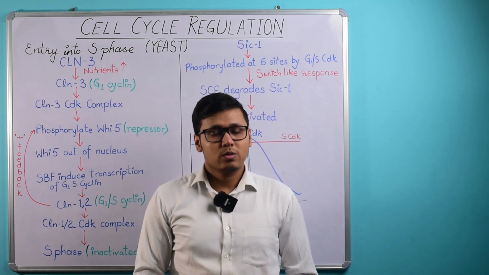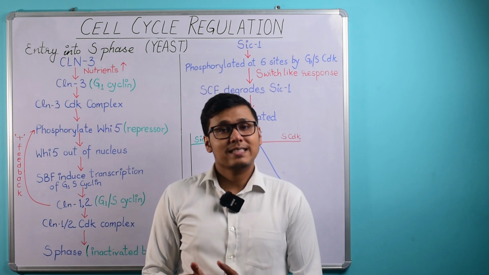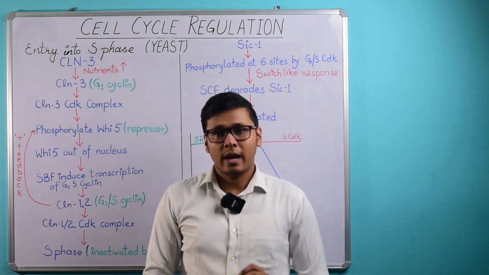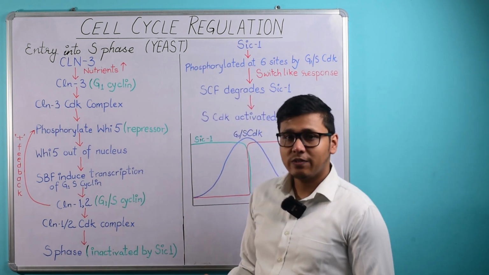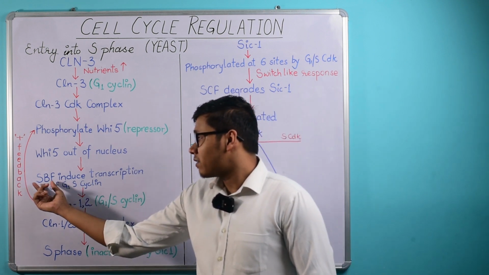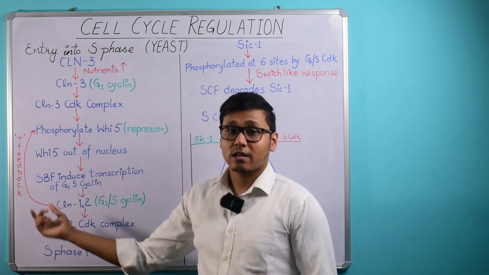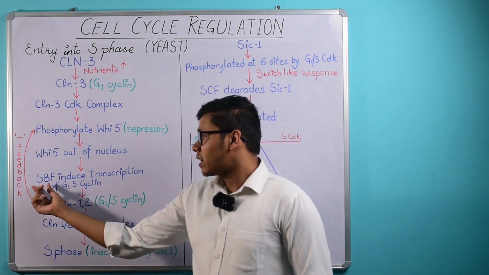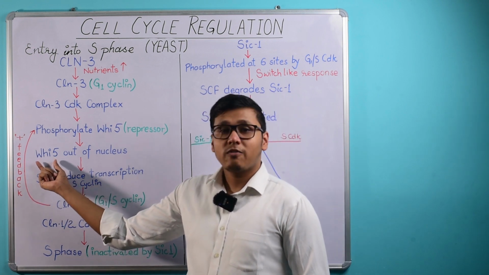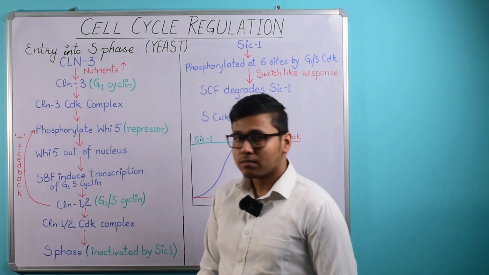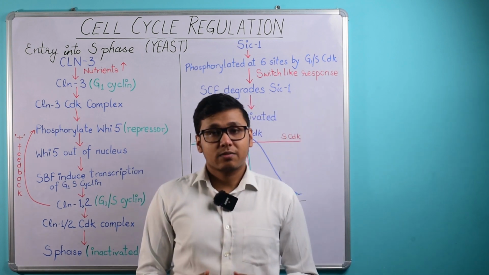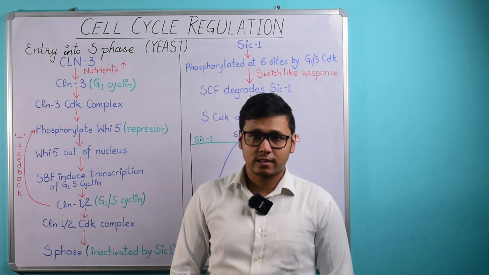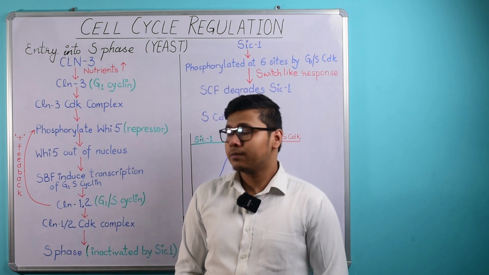So for entry into S phase, we all know that G1/S cyclins and CDK and S phase cyclins and CDK are required, and for the synthesis of G1/S cyclins, the SBF transcription factor is required. But in the G1 phase, SBF transcription factor is bound to the Whi5 transcription repressor, and in this state SBF cannot work and G1/S cyclins cannot be synthesized. So how does this all happen?